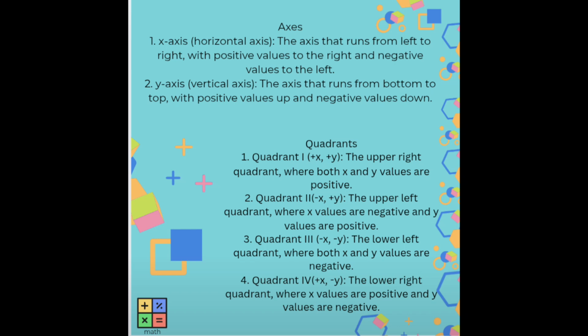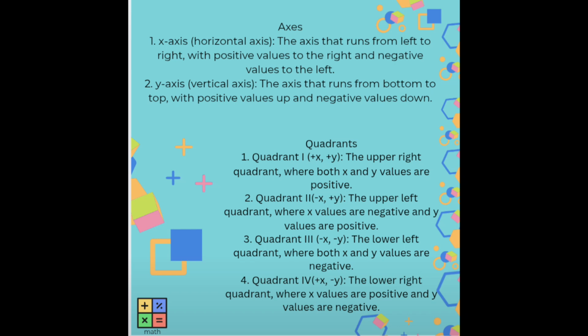Axis. X-axis: horizontal axis, the axis that runs from left to right with positive values to the right and negative values to the left. Y-axis: vertical axis, the axis that runs from bottom to top with positive values up and negative values down.